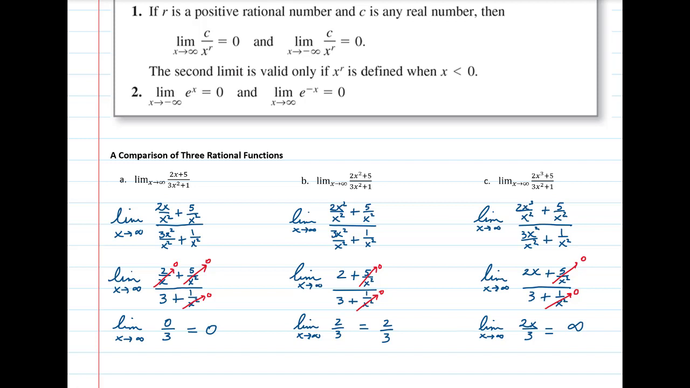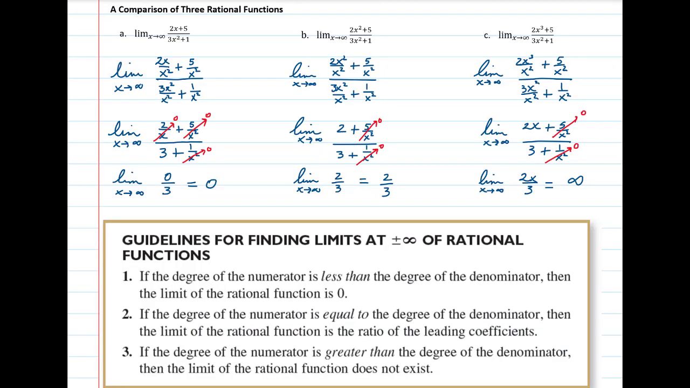From here, we can identify some patterns. All of these are limits of rational functions, and notice how the only difference was the degree of the top and the bottom. We have some guidelines here for finding limits at plus or minus infinity of rational functions. You've seen this in your algebra course, but now you see why.